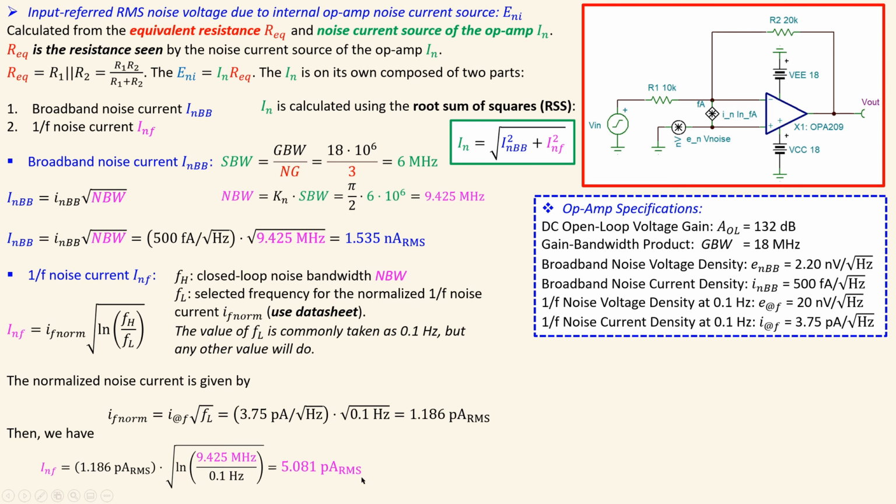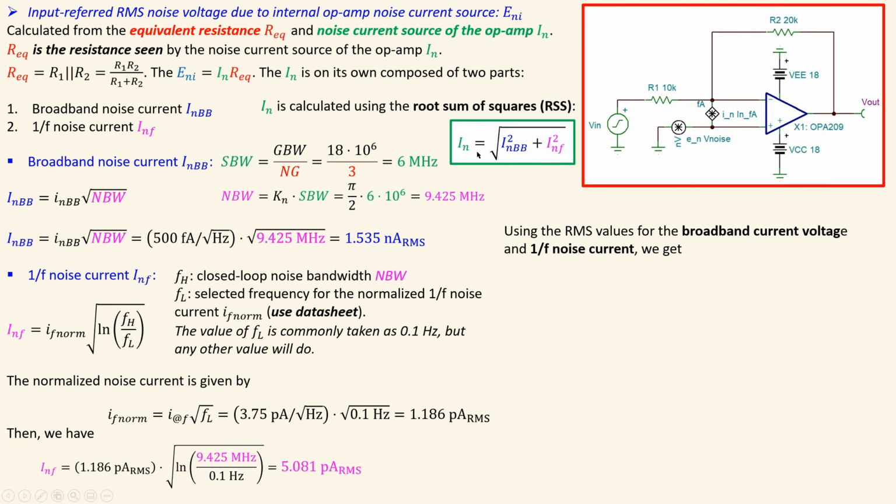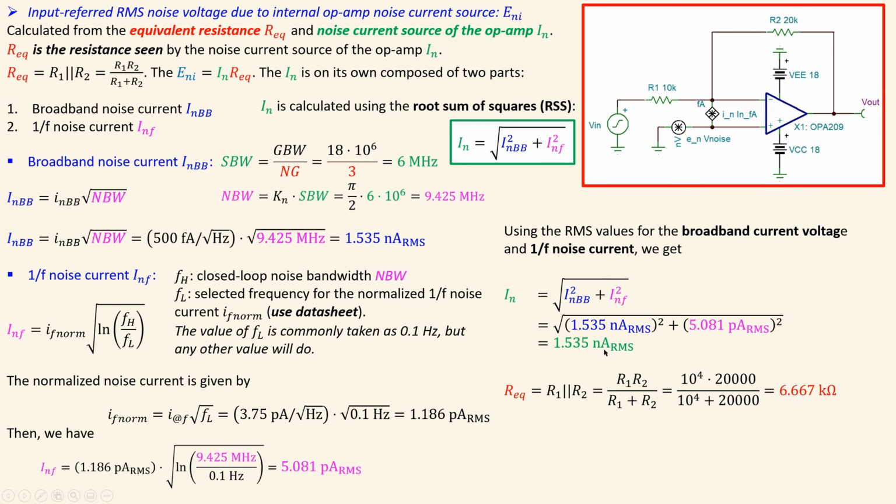5.081 pico amps RMS. Now what you see here is the broadband noise current result, which is 1.535 nano amps RMS or 1535 pico amps RMS if you do it in pico amps, and this is just 5.081 pico amps, so it is much larger than the 1/f noise part, so the broadband part will again dominate in this case. So if I move on with the calculations for the total RMS noise current, we will calculate it using the broadband noise current and the 1/f noise current, using again the root sum of squares. If you do the math here, you will have for the final result 1.535 nanoamps RMS. Again, this will dominate in here.